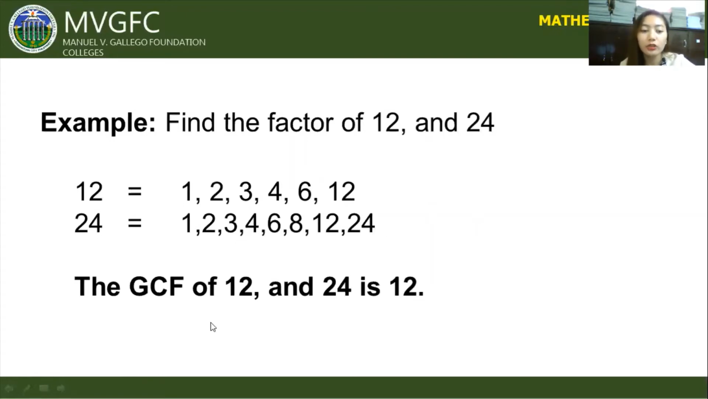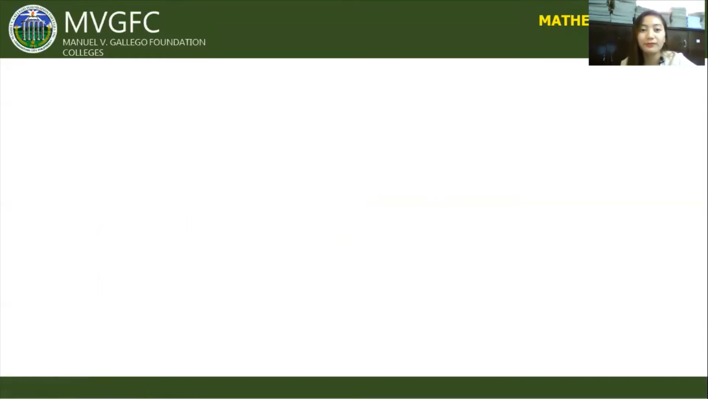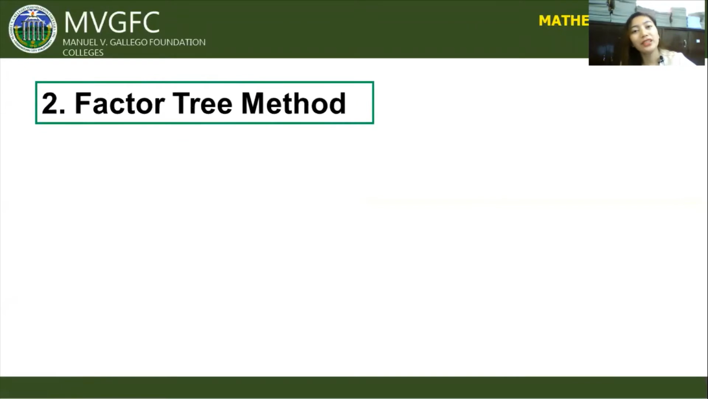Then you need to look at the highest or greatest number that they have in common. Both of them have 1, 2, 3, 4, 6, and 12. However, the highest number that they have in common is 12. That's why the GCF of 12 and 24 is 12. Now, we have the second way on how we can get the greatest common factor of a group of numbers. We have the factor tree method.